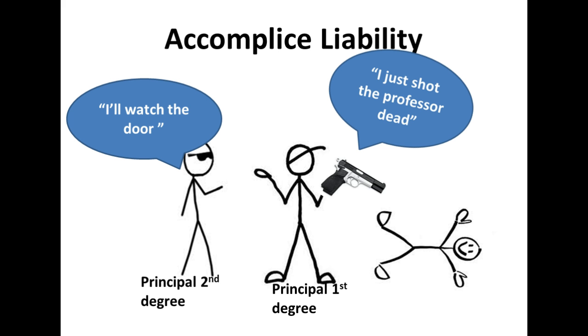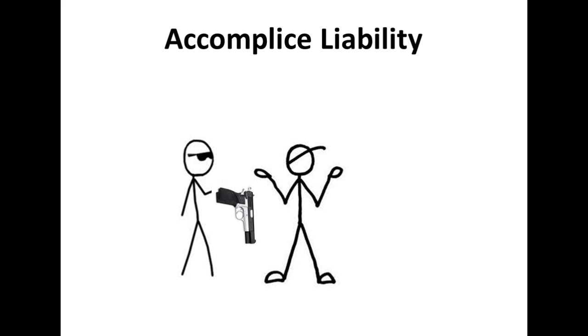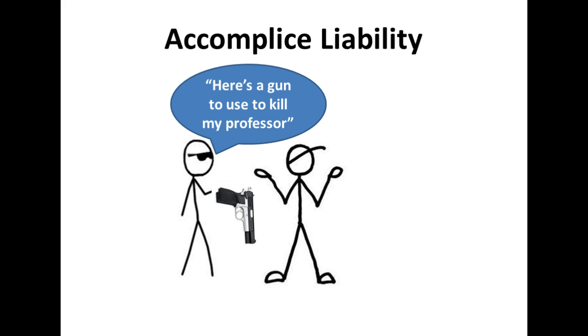The person that was standing watch at the door and who gave him the gun becomes the principal in the second degree. He both aids and encourages by giving him the gun. In addition, he aids and encourages by watching the door. As we will see, both of these actors are guilty of murder. The law makes both the principal in the first degree and the principal in the second degree guilty of the very same offense.